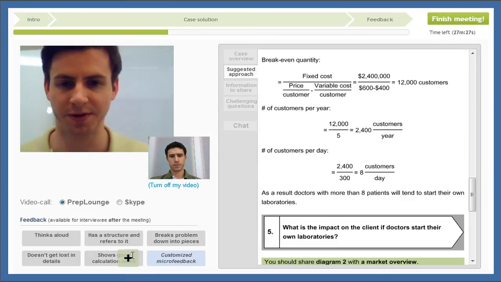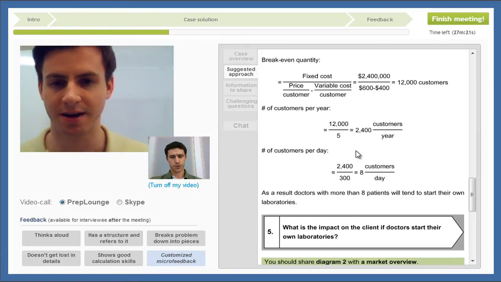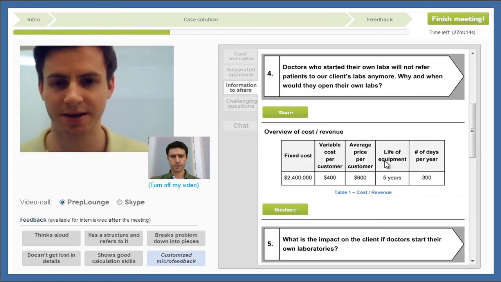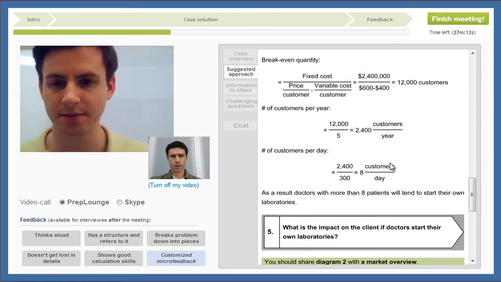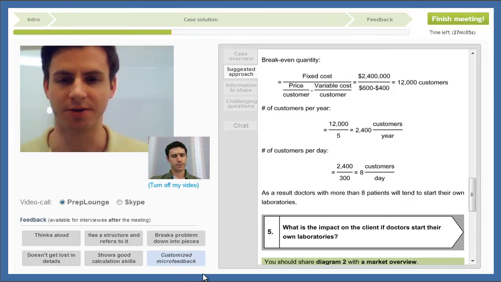And if we want that on a daily basis, I'm just using the information I have here. 5 years and 300 days per year. So this gives us 1,500 days in this period. So this gives us a daily amount of 8 tests or 8 customers that we need to be profitable, because 12,000 divided by 1,500 equals 8.